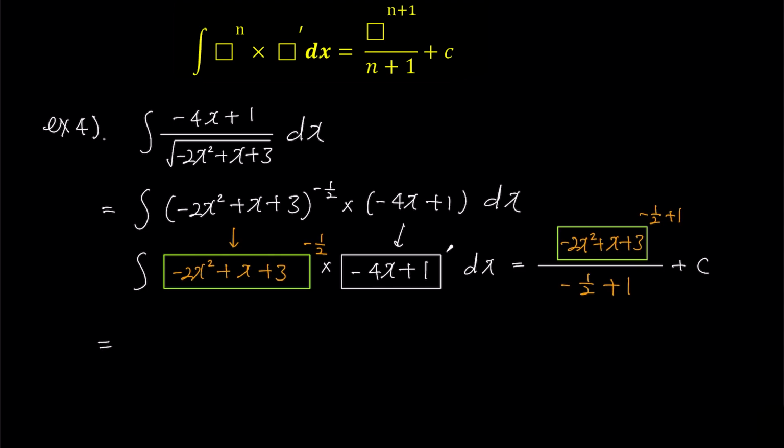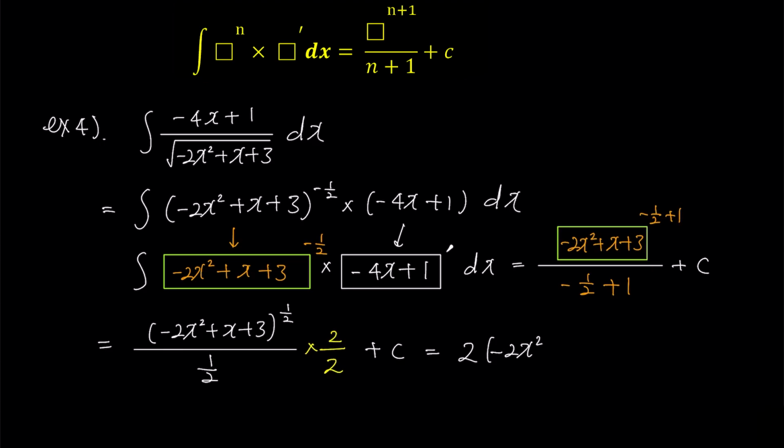So the answer is negative 2x squared plus x plus 3 to the power of half divided by half, and plus c. As you can see, to eliminate the half in the denominator, we'll multiply both the numerator and denominator by 2. Therefore, the final answer is 2 times negative 2x squared plus x plus 3 to the power of half and plus c. Now let's try solving one more problem.